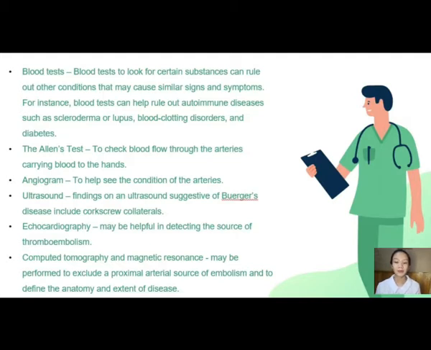This is to check blood flow through the arteries carrying blood to the hands. Angiogram is to help see the condition of the arteries. Ultrasound, findings on an ultrasound suggestive of Buerger's disease include corkscrew collaterals. Next, we have echocardiography. This may be helpful in detecting the source of thromboembolism. Then, computed tomography and magnetic resonance may be performed to exclude a proximal arterial source of embolism and to define the anatomy and extent of the disease.